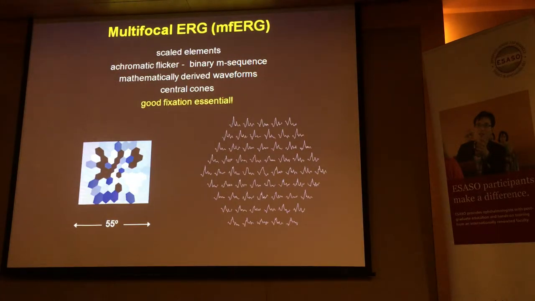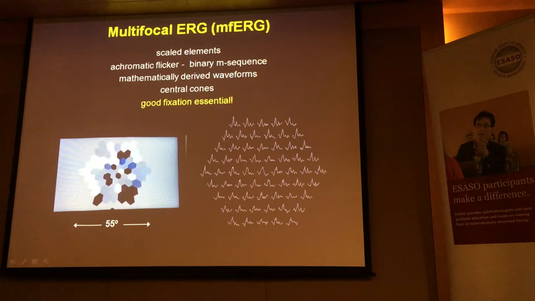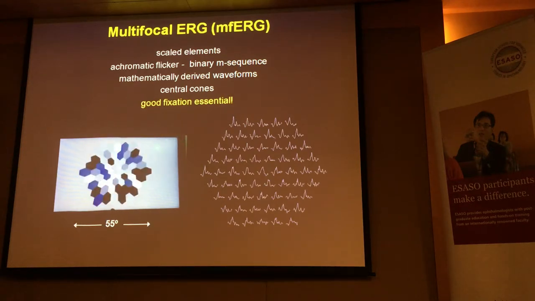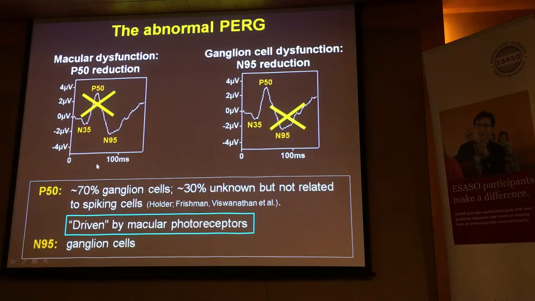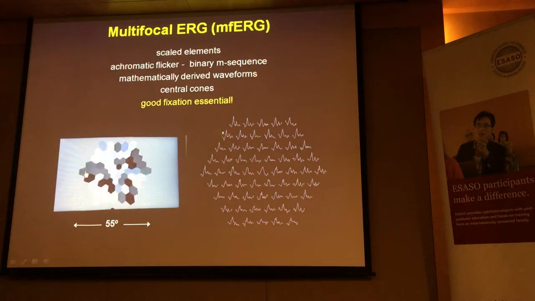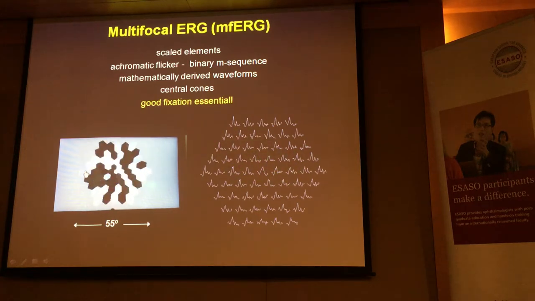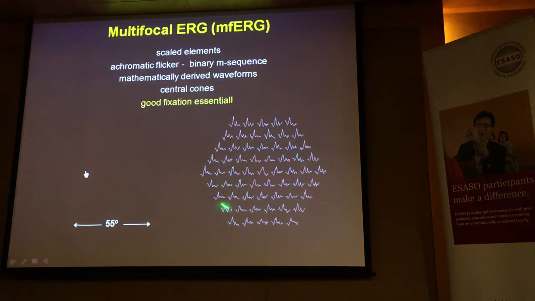The other way of looking at central macular function is using a multifocal ERG. So this is now a checkered, hexagonal stimulus, which looks like that, and then cross-correlation extracts all of these responses and relates them to the individual hexagons, so you get a map. And these look remarkably like real electrophysiology. They're actually a mathematical construct. But it gives you a map of cone system activity.